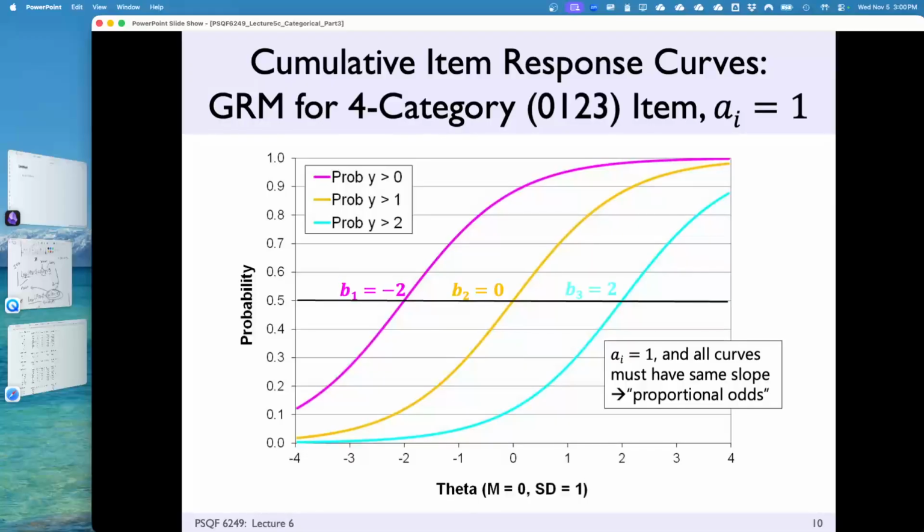And what this pink line right here represents is the probability of being a 1 or higher, the cumulative. This yellow line is the probability of being a 2 or higher, and the blue line is the probability of being a 3 or higher. Right? You can see I'm changing the way these are said: greater than 0, greater than 1, greater than 2.